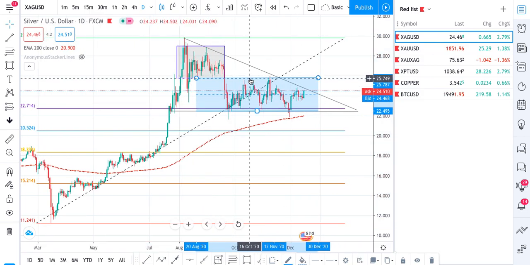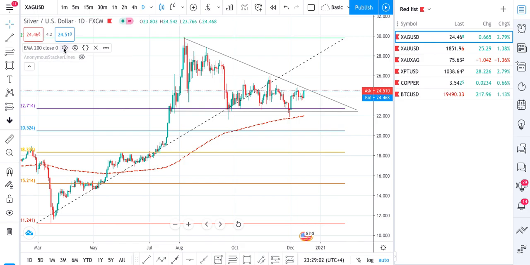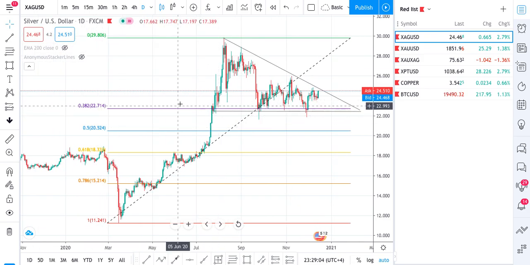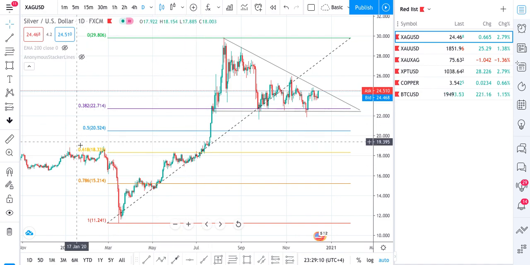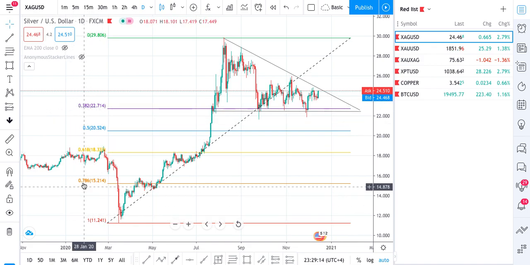Wait, I'll just delete this and make it more clear and remove this. So these Fibonacci lines are like in nature, have you heard about the golden ratio, the 61.8% and then 38.2% and 78.6%? These are the numbers in which our nature works as well. If you don't know about this, it's a very interesting phenomenon. I really recommend that you guys go and check it out.